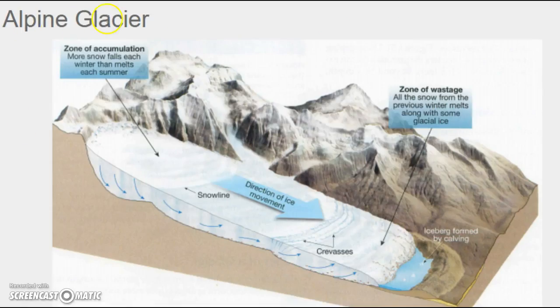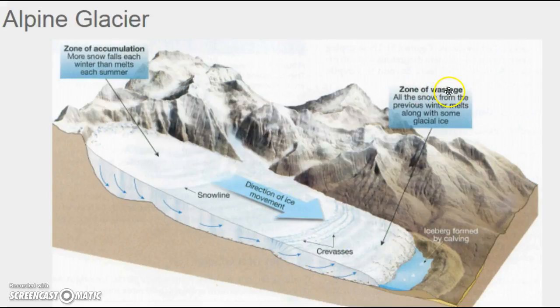Here's a schematic of an alpine glacier. It has the zone of accumulation. I want you to pay attention to these arrows. These are the net movement of this kind of ductile, deep part of the glacial ice itself. And we have these crevasses. We have the direction of the ice movement is from uphill to downhill. Gravity is your driver here.